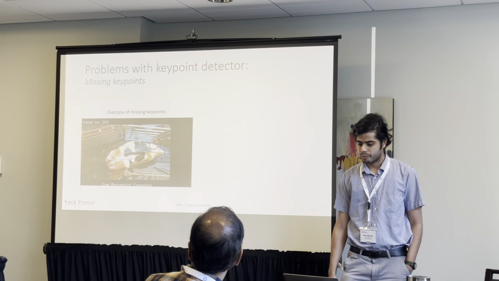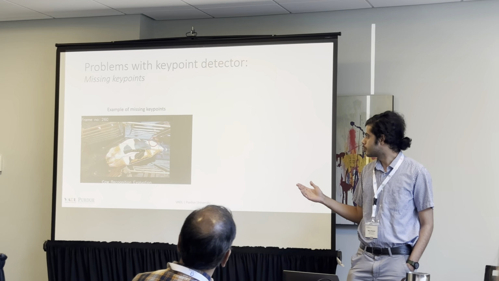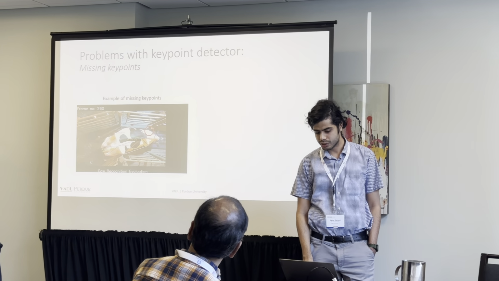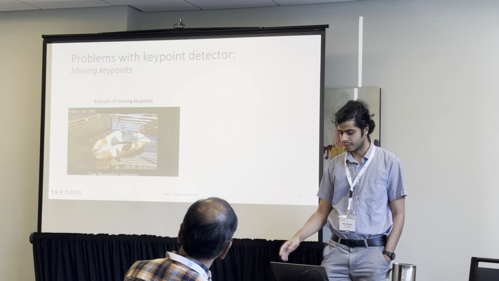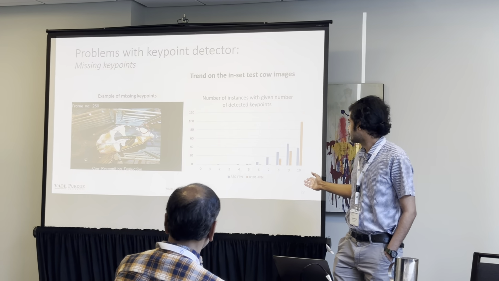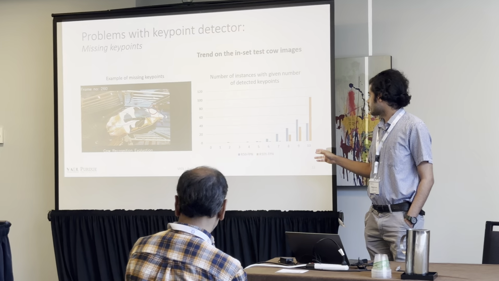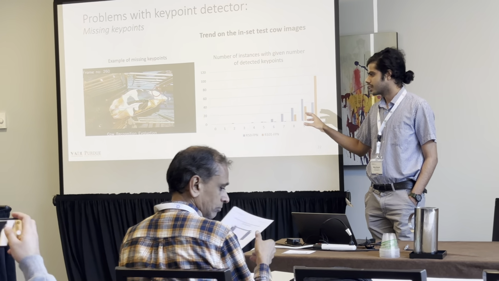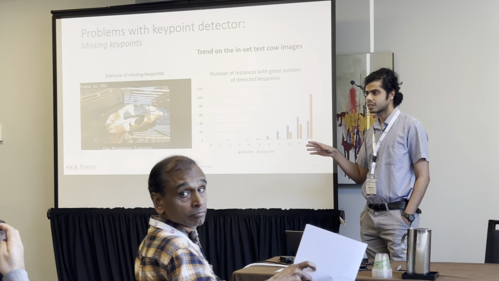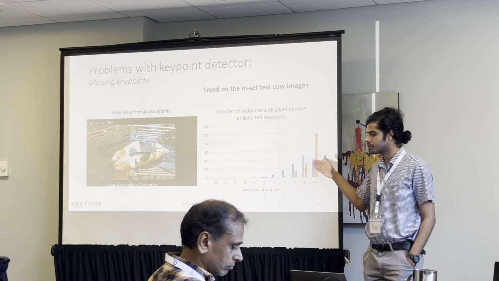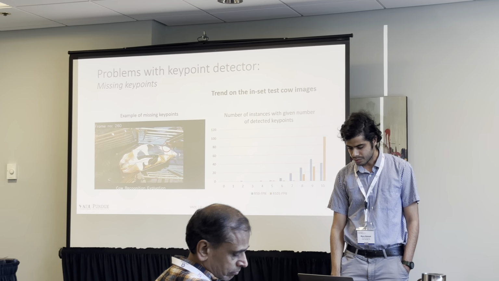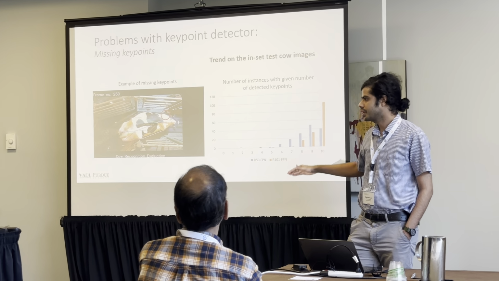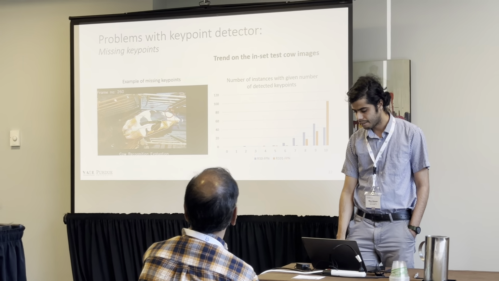There's yet another problem with the key point detector, that is missing key points. Here's an example where the left shoulder has a key point missing, and we wanted to see if this trend persists in the entire training data set, and we plotted this graph. In this chart, you can see that there are multiple instances where just 8 or 9 key points are detected. So the cow instance is dropped from the rule checks, and it won't even reach the prediction stage. So how do we solve this? If we can somehow interpolate these 1 or 2 key points, we can push the cow forward through the pipeline.